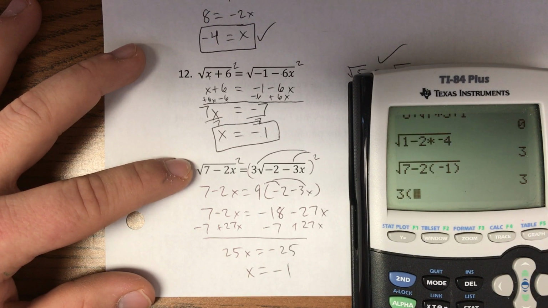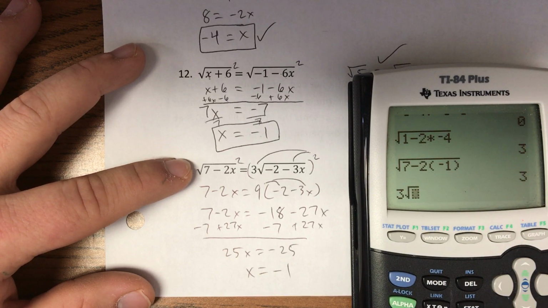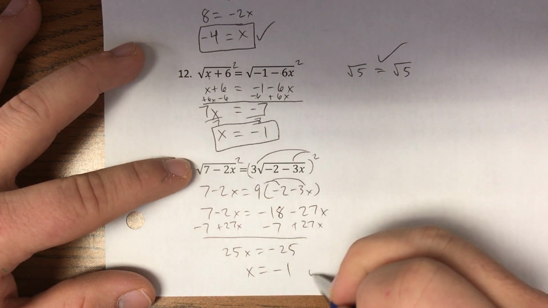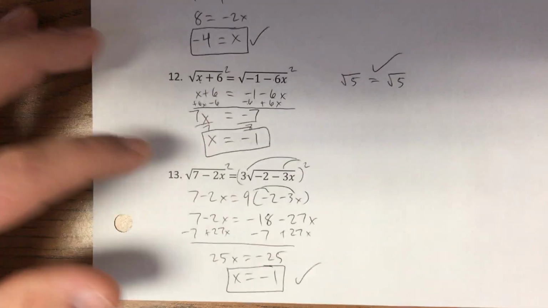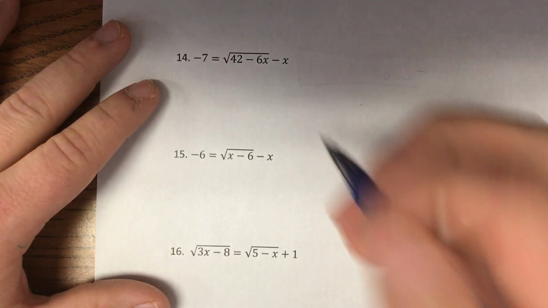And then 3 -2 minus 3 times -1 is also 3, so both sides are 3. It checks. Make sure to check your work. It's possible you could get some extraneous solution, so it's always important to check.